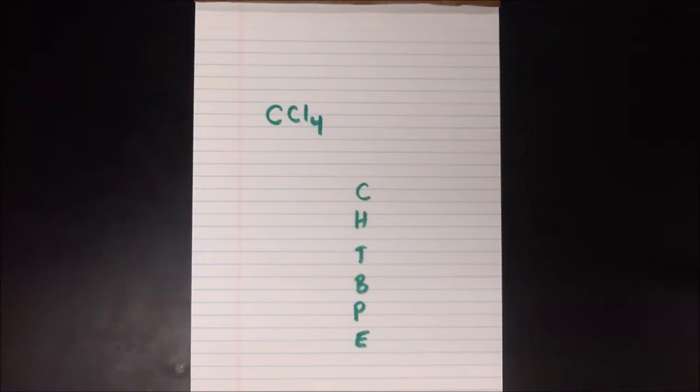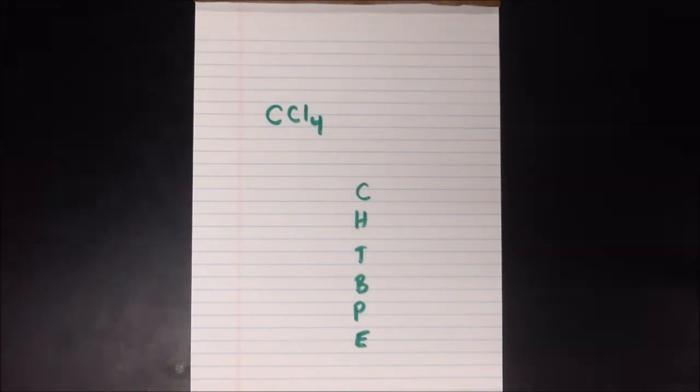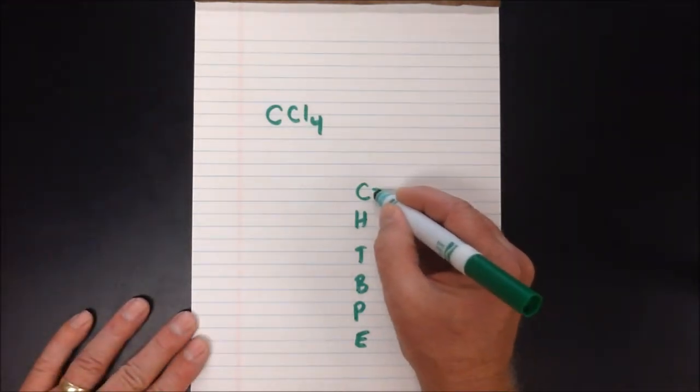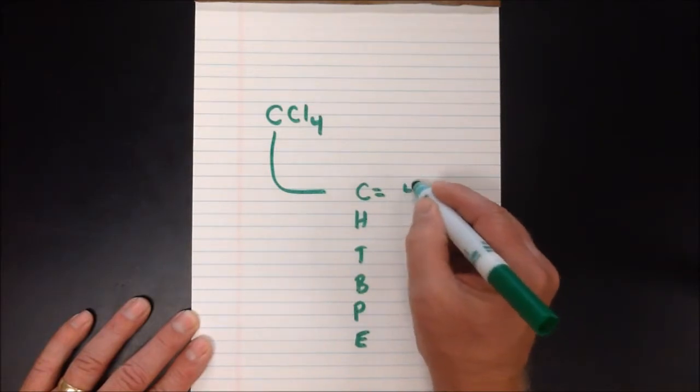This is the CHTBPE method. So the non-halogen compounds use ANBBLP. For halogen compounds, externally bonded halogen compounds, we have CHTBPE. C is your central atom electrons. So for this, C would be 4.